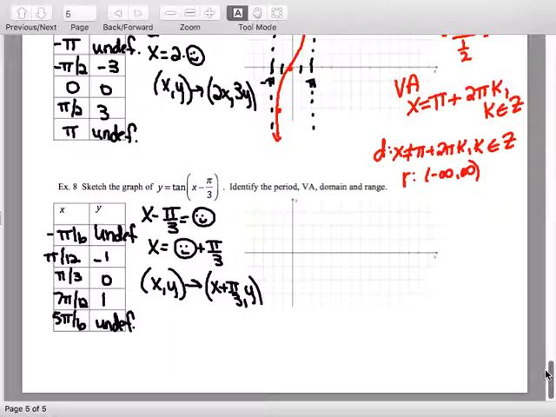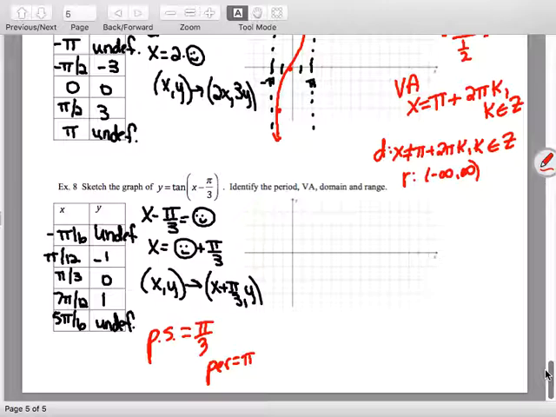Depending on where you are, here's my table. So you had to take each x value and add pi over 3. So this got into some fraction work here. And then my mapping is x comma y. It just takes every x value and shifts it right pi over 3. So I do have a phase shift of positive pi over 3, but there's no vertical shift. The period is still pi.